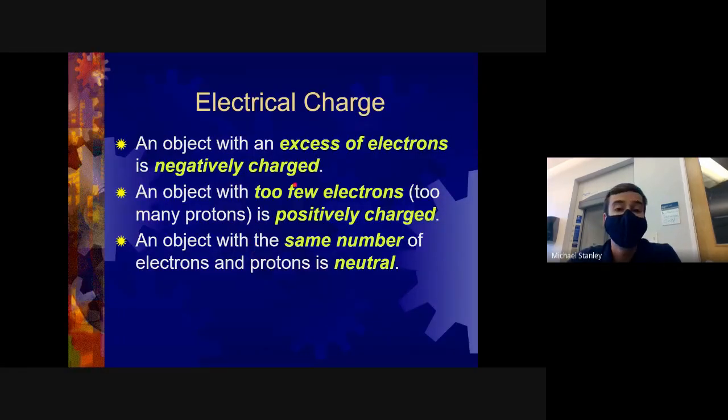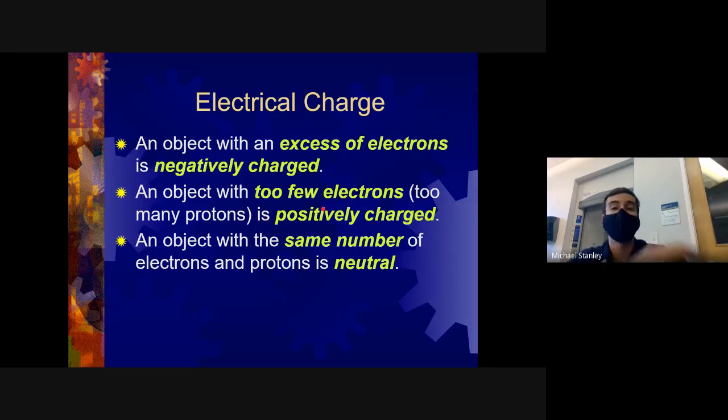So when we move electrons from one atom to another, or from one object to another, we can build up what's called an electrical charge. So if you have too many electrons, if you have lots of electrons on a material, that material becomes negatively charged. So the overall charge of the material is minus, negative. On the flip side, if your material has lost a lot of electrons, so it has too few electrons, it doesn't have very many on it, that causes it to become positively charged.